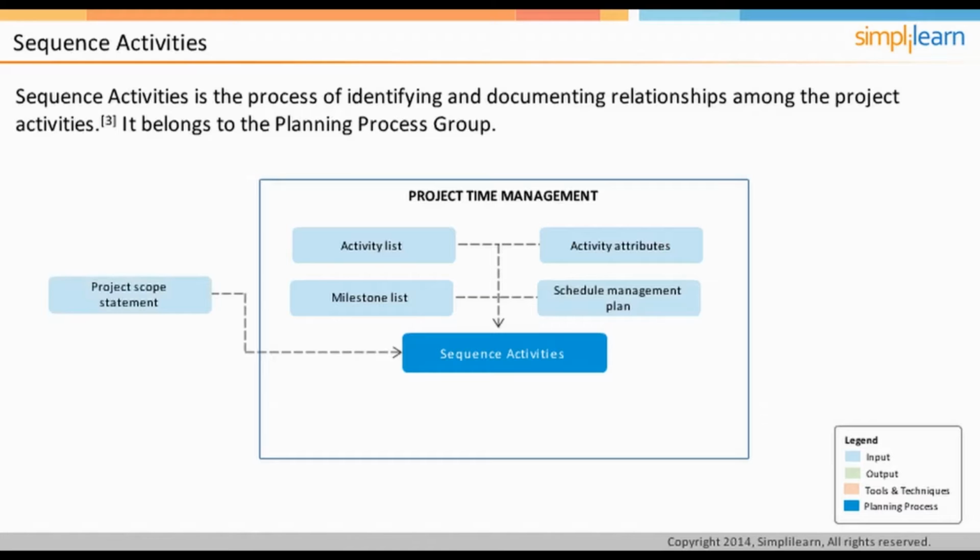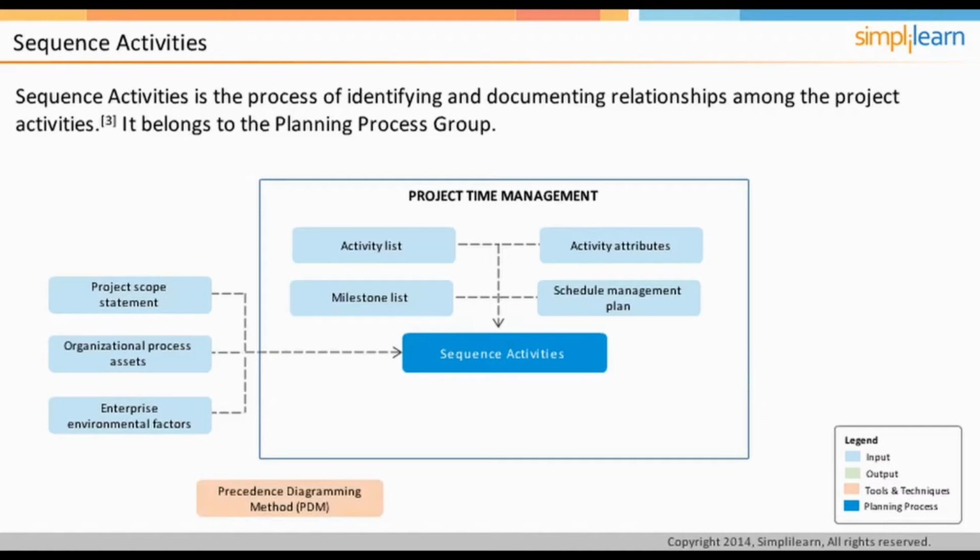Schedule management plan provides guidance in terms of methodology to be employed for many of the scheduling activities on the project. Organizational process assets are also an input to sequencing activities because the organization might have some kind of knowledge base for scheduling project activities. The enterprise environmental factors relevant to this process may be scheduling tools in use, project management information systems, work authorization systems, etc. One of the important tools and techniques used in sequencing activities is the precedence diagramming method.